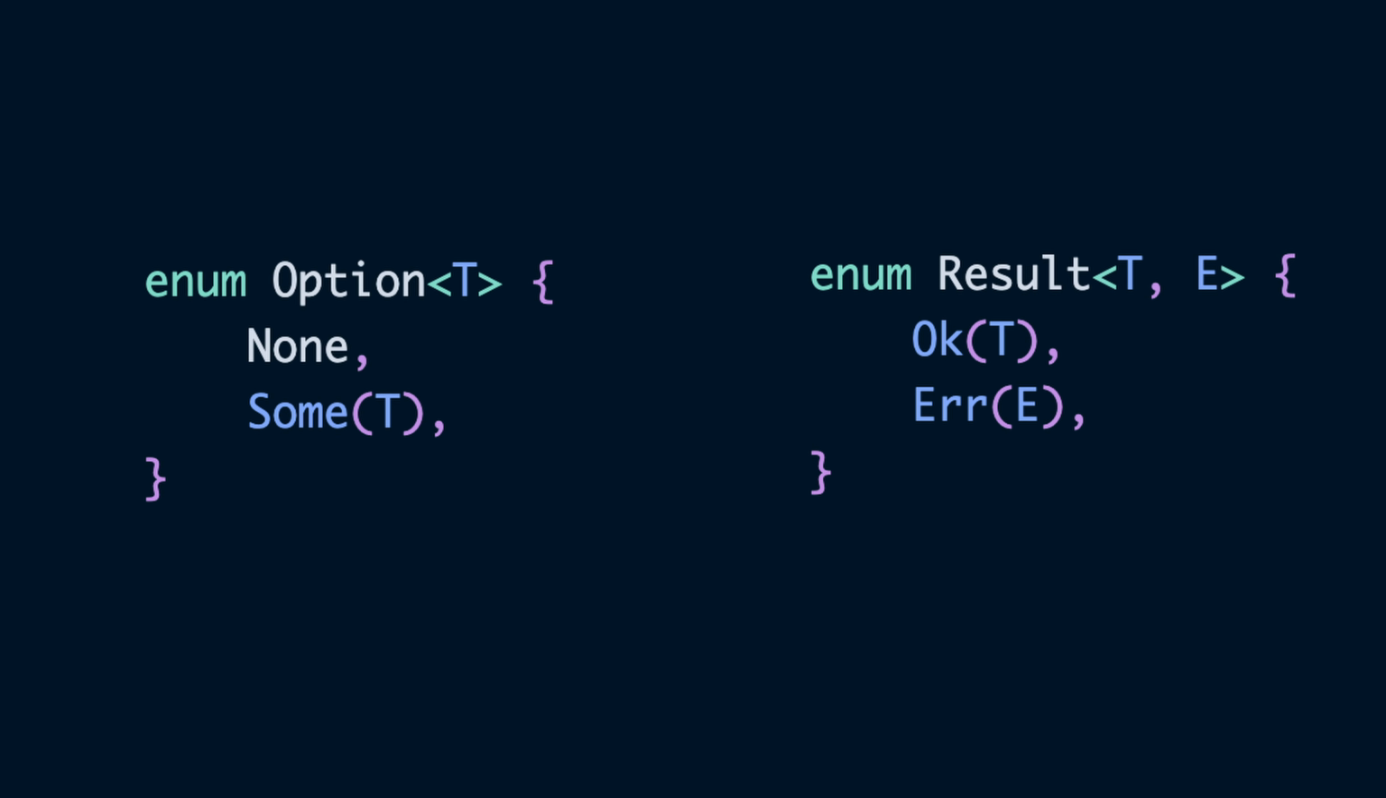The two major types for dealing with recoverable errors are option and result. These are both enums that contain a success value in one variant and an error value in the other. An option returns a value that may or may not exist.